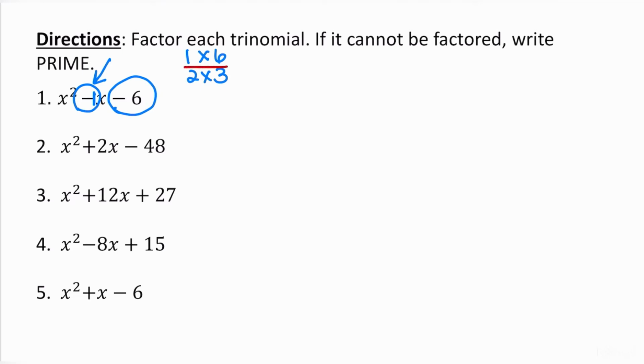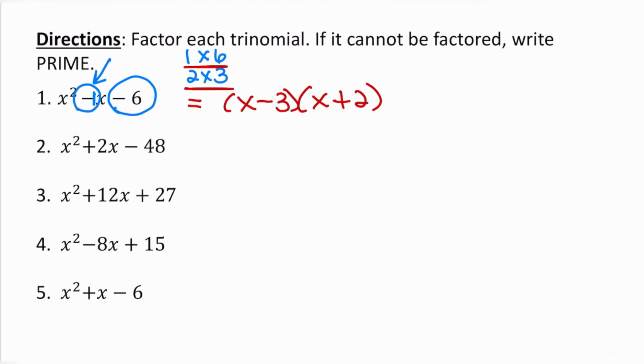So let's look at the combinations that we have written. If I subtract 1 and 6, that's just going to be 5. If I subtract 2 and 3, the difference is going to give me 1. And if I want it to be a negative 1, we said it's going to have to be a negative 3, positive 2. So the first answer is going to be x plus 3 times x minus 2.